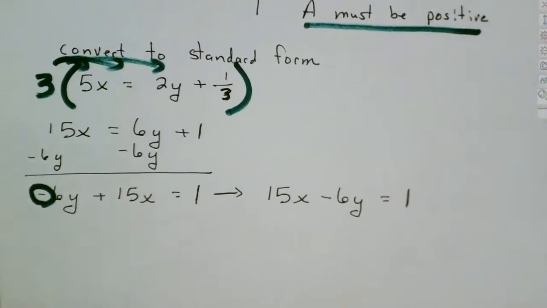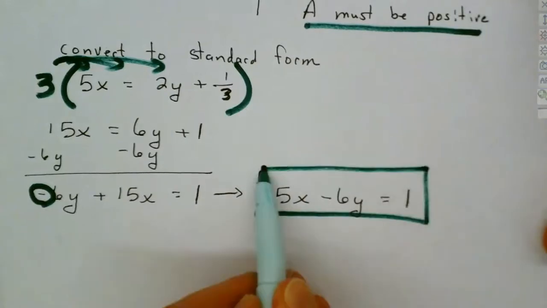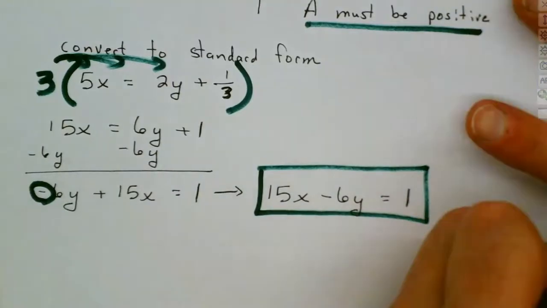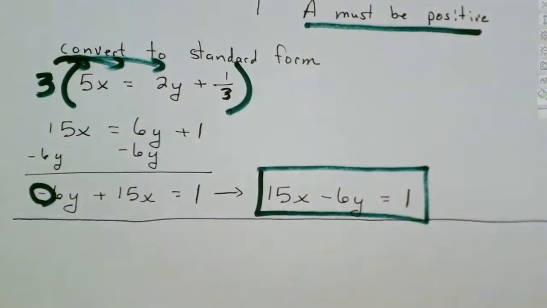Are we done? Yes. How do I know? Well, the x is on the left. It starts with an x. Y is on the left as well. Is the x positive? Yes. If it was negative, we would have to change it, but it's not. It's positive. No fractions, no decimals. So there's your answer in standard form.